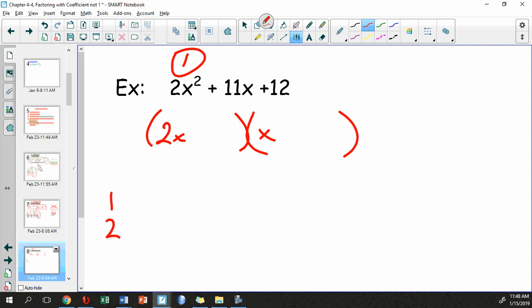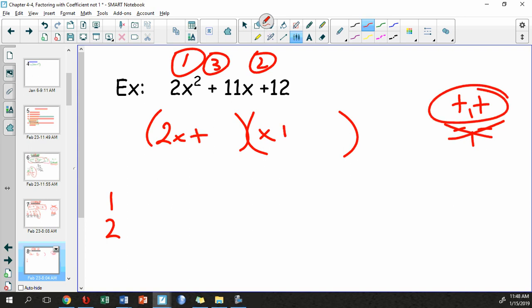Go to the end. Look at your sign. I need to have a positive outcome. So that means I'm going to have plus, plus, or negative, negative. How do I determine which one it's going to be? Look at your middle sign. My middle sign says it's plus. So therefore, I have a plus, plus. Would you agree? Okay, which means I'm adding.